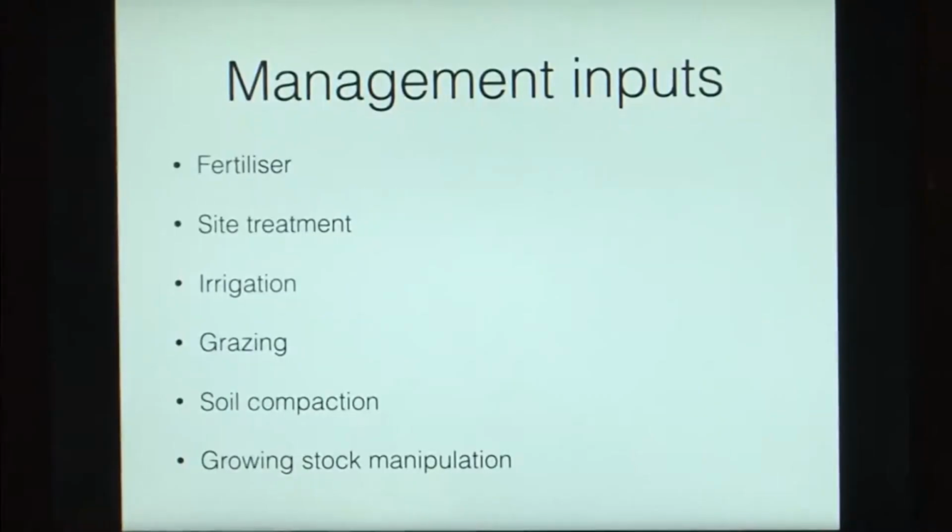So, what are the kinds of management inputs that you can give to a site? Here are these. You can apply fertilizer. If you apply fertilizer, the amount of productivity from that site will increase. You can have some other sorts of site treatment. For instance, you can plow a particular piece of land. That kind of site treatment will also increase the productivity.